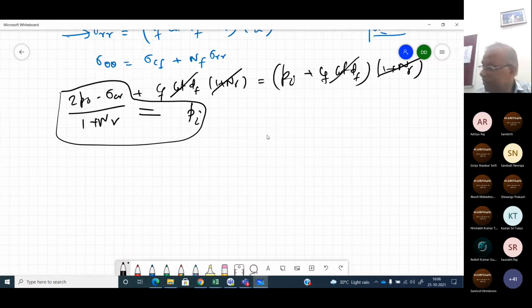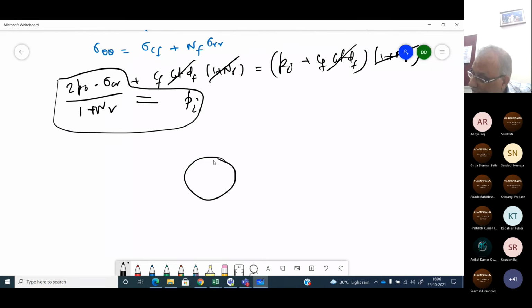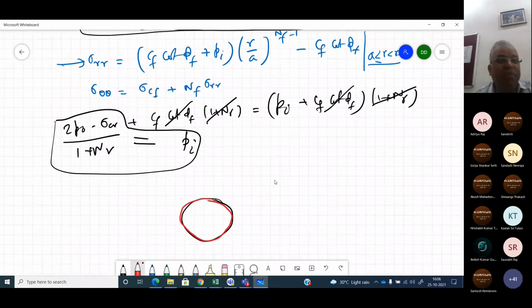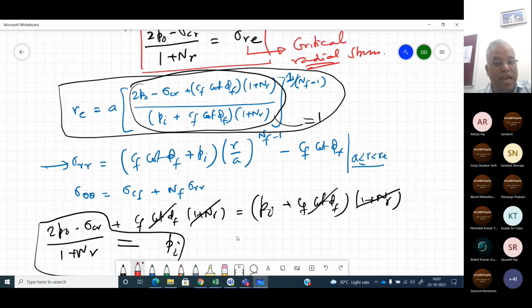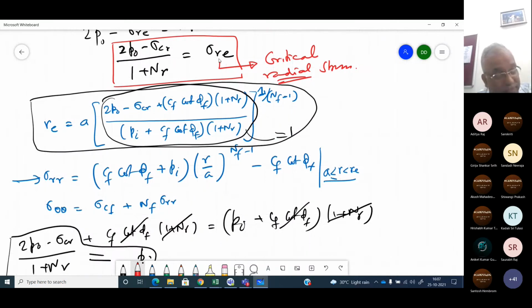It is a. Meaning this is my tunnel and the Re is also here. So there is no plastic zone, right? So in other words, if my Pi is equal to this, 2 P naught minus sigma CR over 1 plus NR, and this is nothing but sigma Re, in other words, if I can apply an internal pressure which is equal to sigma Re, then there will be no plastic zone.